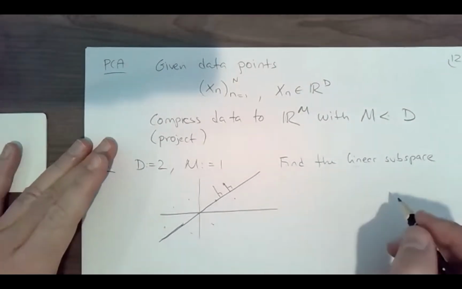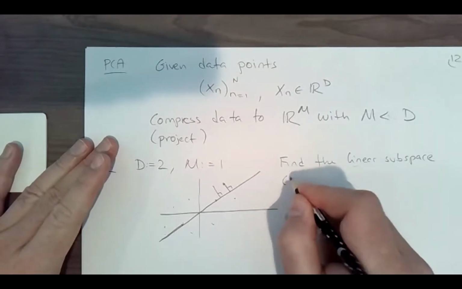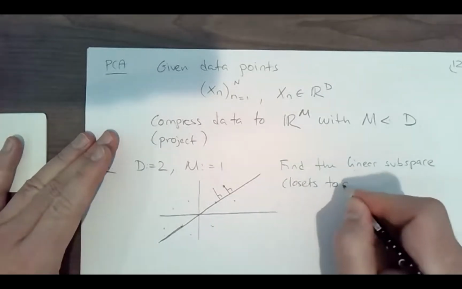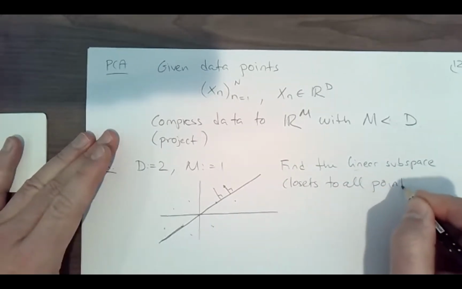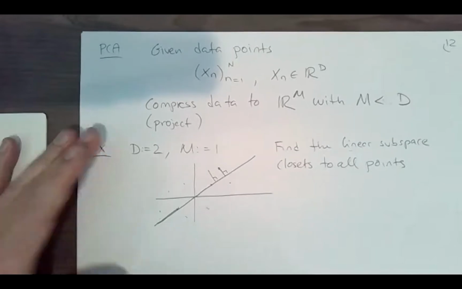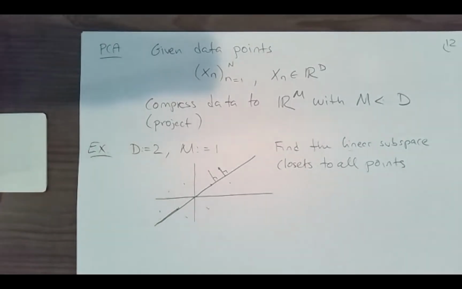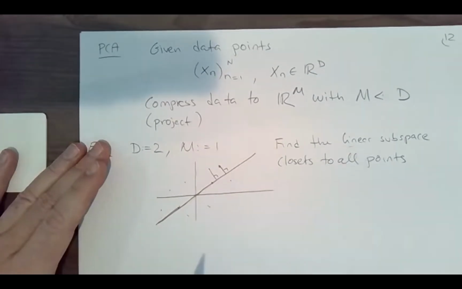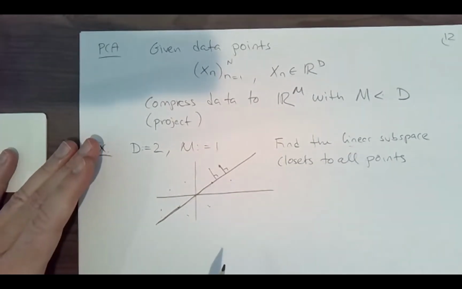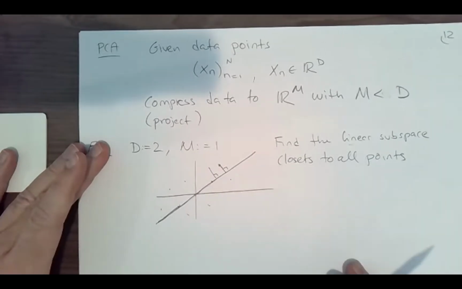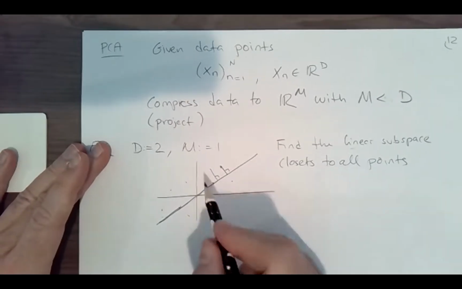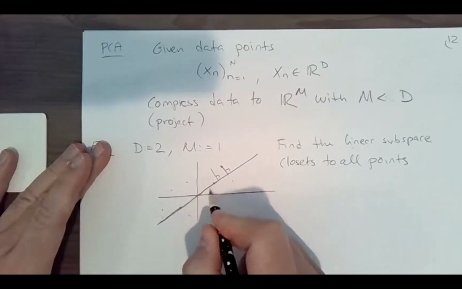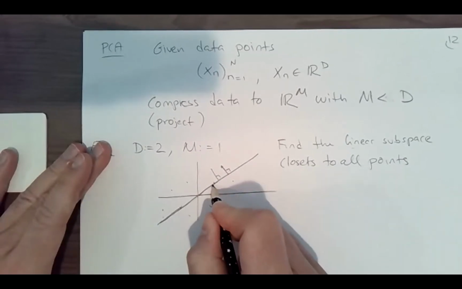Find a linear subspace that's closest to all points. And this object here will be an eigenvector. This thing here is given by 2 coordinates, right? I go 1 out here, and then I go something up here.